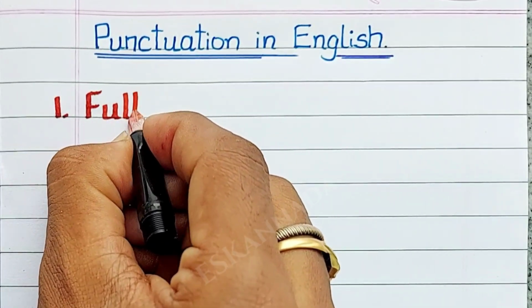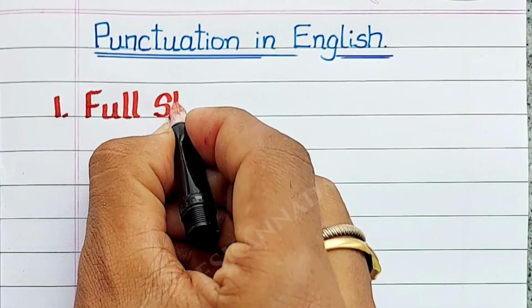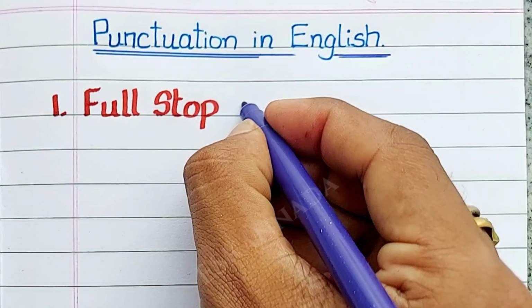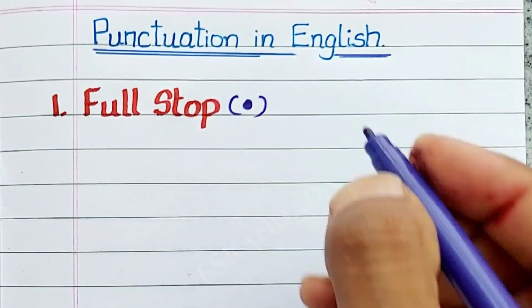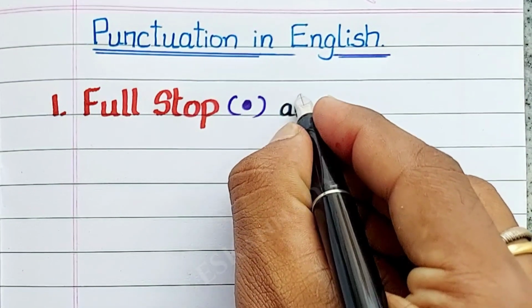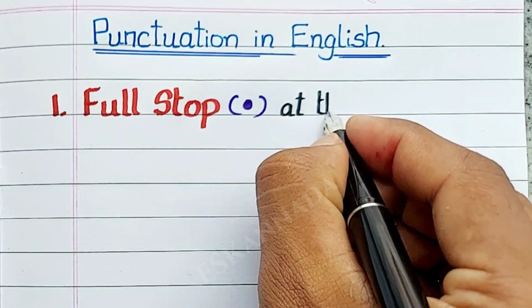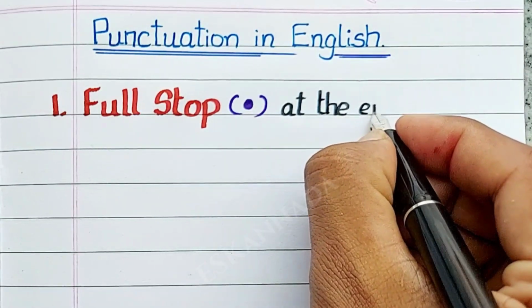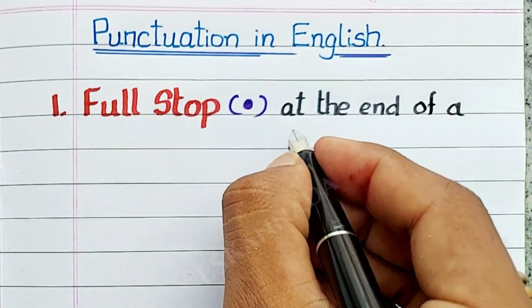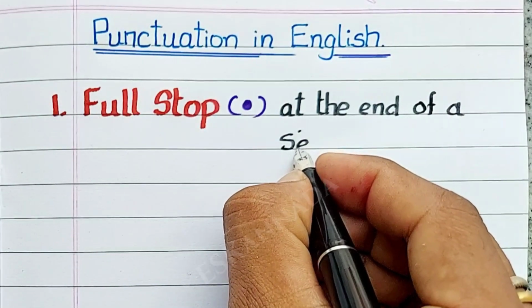First one. Full stop. It is the symbol of a full stop, one dot. It's used at the end of a sentence.